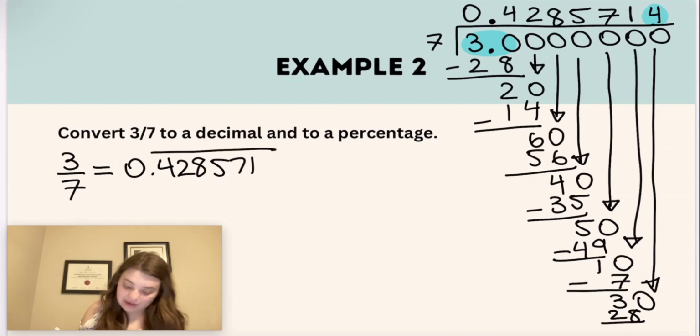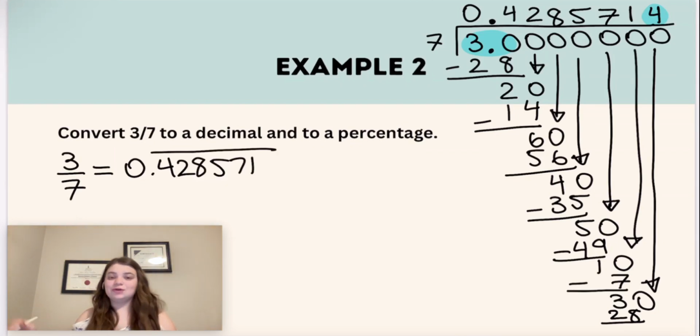So the answer is 0.428571, and all of that repeats. So it's 428571, 428571, 428571, just forever. It's going to repeat. And that's why I'm putting this bar on top of it to show it repeats. If it was a terminating decimal, so if it was a case where we got a remainder of 0 at a certain point, then in that case we would not put that line there because that would not be repeating. That would just be a decimal that ends at some point.